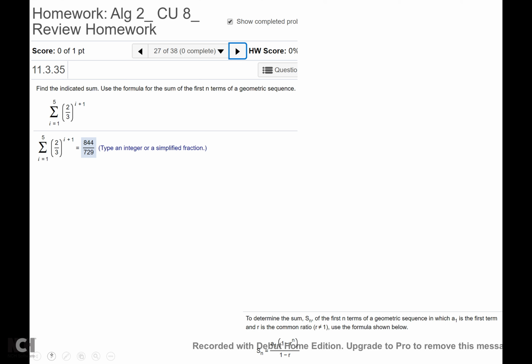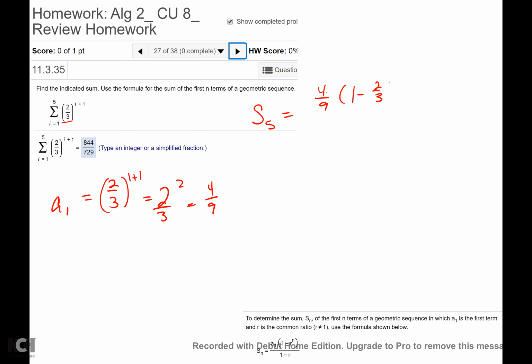Find the indicated sum. We're going from 1 to 5, so we want the sum of the first 5 terms. My first term, I gotta find a sub 1. To find a sub 1, I take 2/3 to the 1 plus 1, which would be 2/3 squared, which would be 4/9. So I have 4/9 as my first term, times 1 minus the base of the power, my common ratio, so 2/3 to the 5th over 1 minus 2/3.